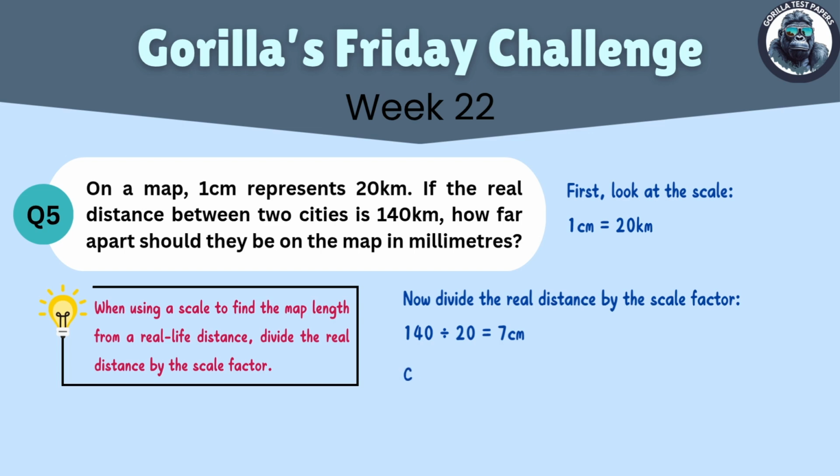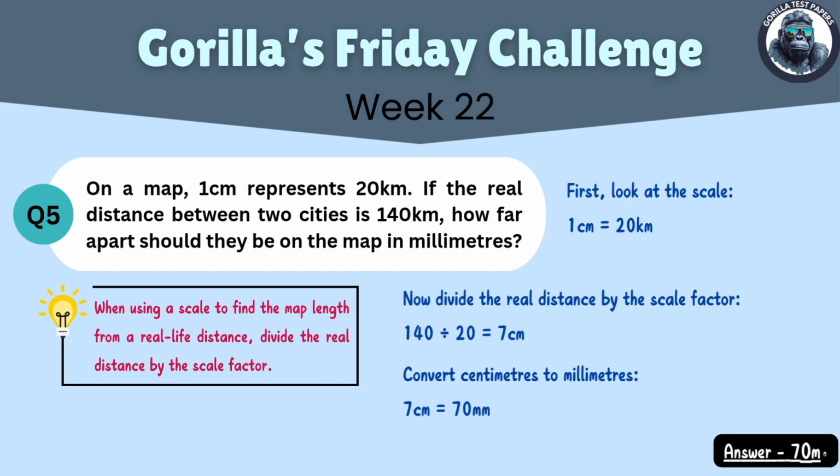But this question asks for the answer in millimeters, not centimeters, so we have to convert this, and we know that 7 centimeters equals 70 millimeters. So therefore the two cities should be 70 millimeters apart on the map. This is the answer for this question.